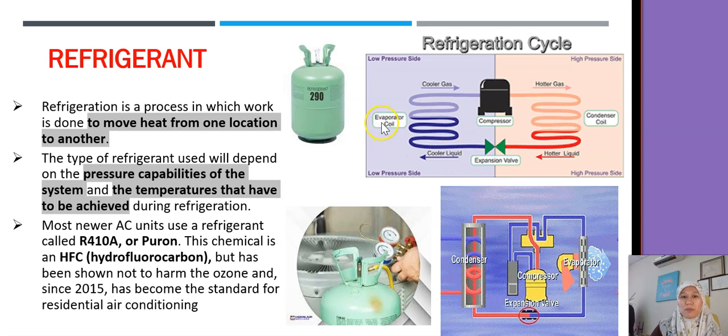And it goes around and around. So again, going to the evaporator, going to the compressor, going to the condenser, and going to the expansion valve and back. So it's a cycle. And let's look into refrigerant.